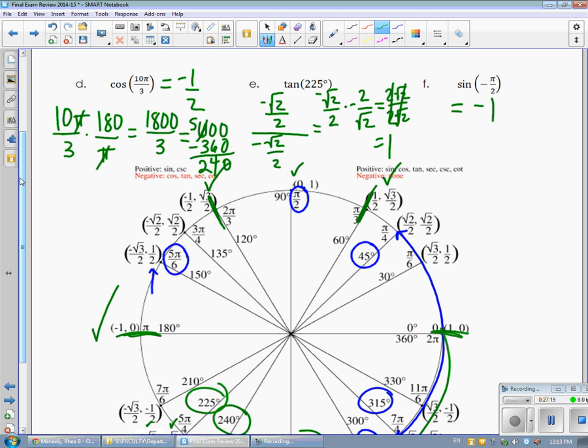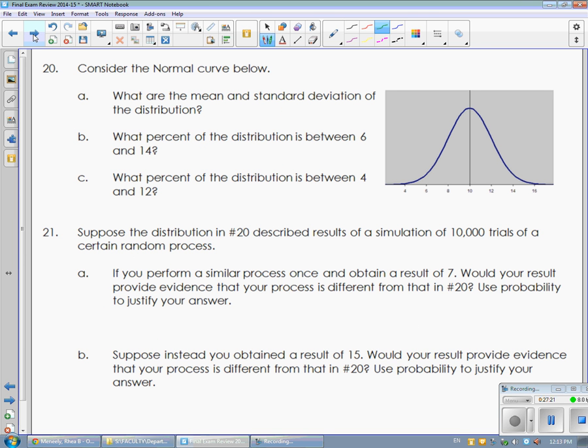All right, let's take a look at number 20. Now we're getting back to what we know about normal distributions. There aren't that many stat problems on the final, but this is one of them. So you do have to remember some basic properties about a normal distribution. With a normal distribution, the mean is in the center. So the mean of this distribution is 10.